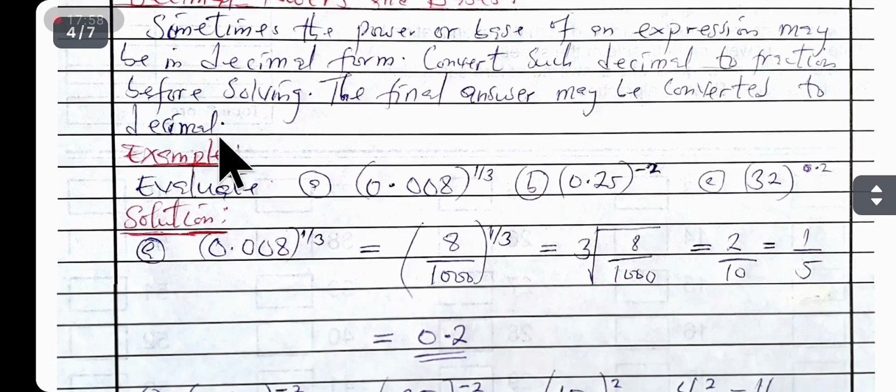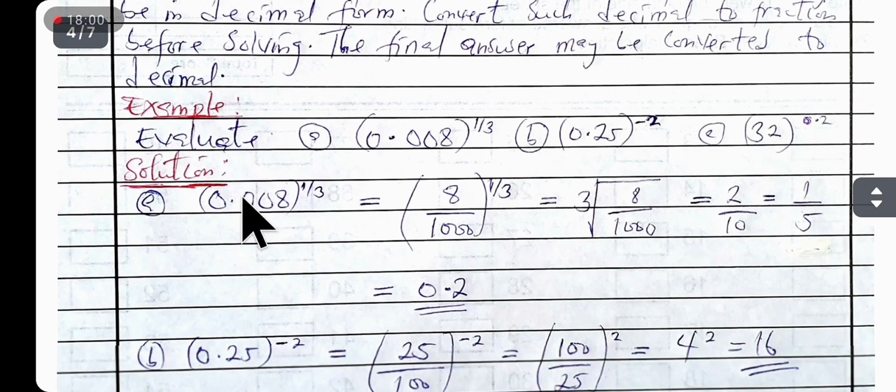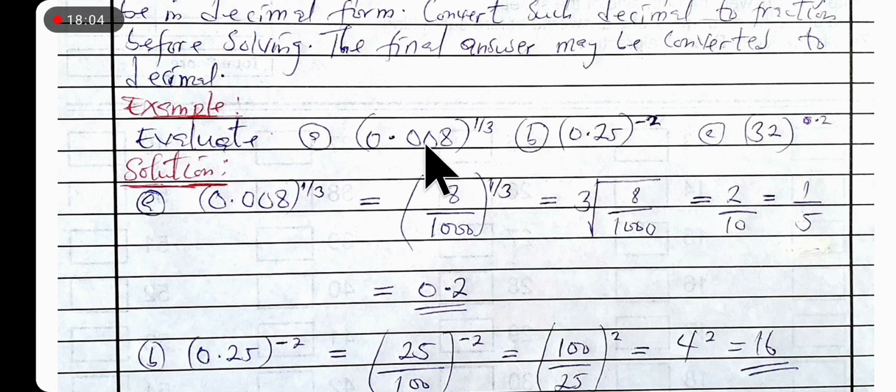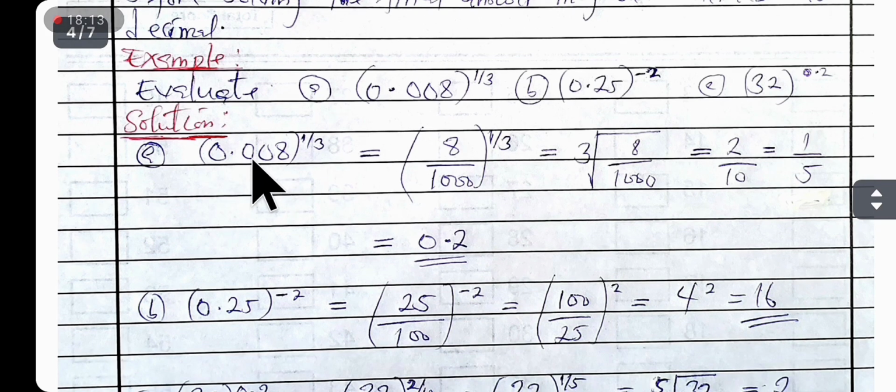Now, look at this. If you have this kind of problem, how do you solve it? Evaluate this decimal: 0.008 raised to the power 1 over 3. How do you evaluate all of these decimals? Let's go one after the other. All you need to do is change this decimal to fraction. Then by the time you are done, you can change the answer back to decimal.